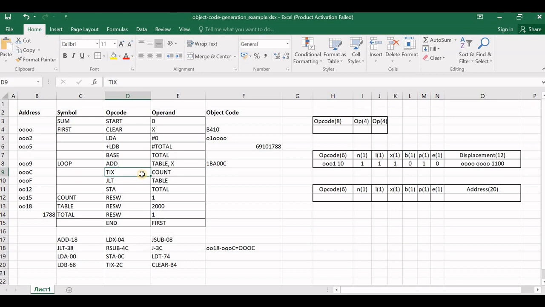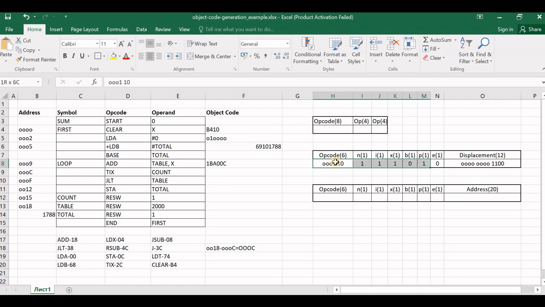It is not in format 1 since it has got the opcode as well as the operand. It is not in format 2 because the operand is a memory location. It is not a register. Check if the instruction is in format 4. No, it is not in format 4 because the instruction is not beginning with a plus symbol. It is in format 3. So for format 3, this is the format.